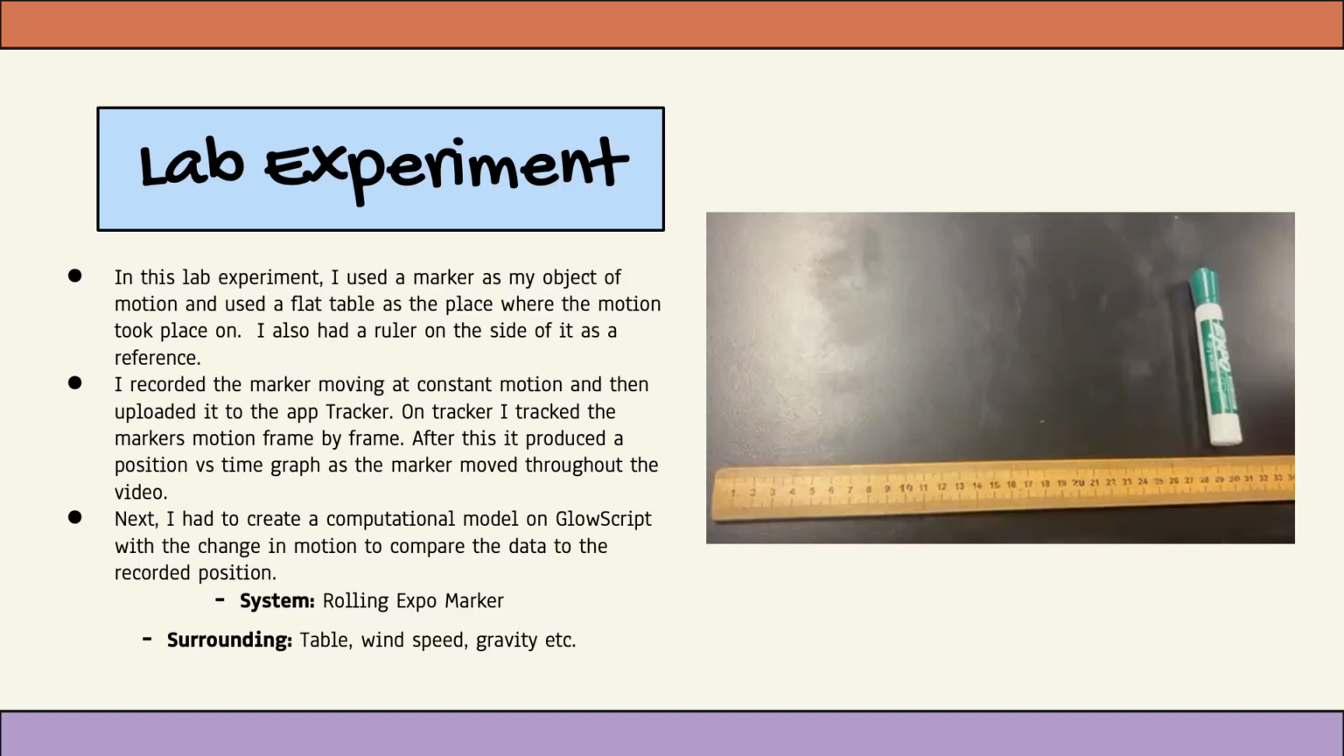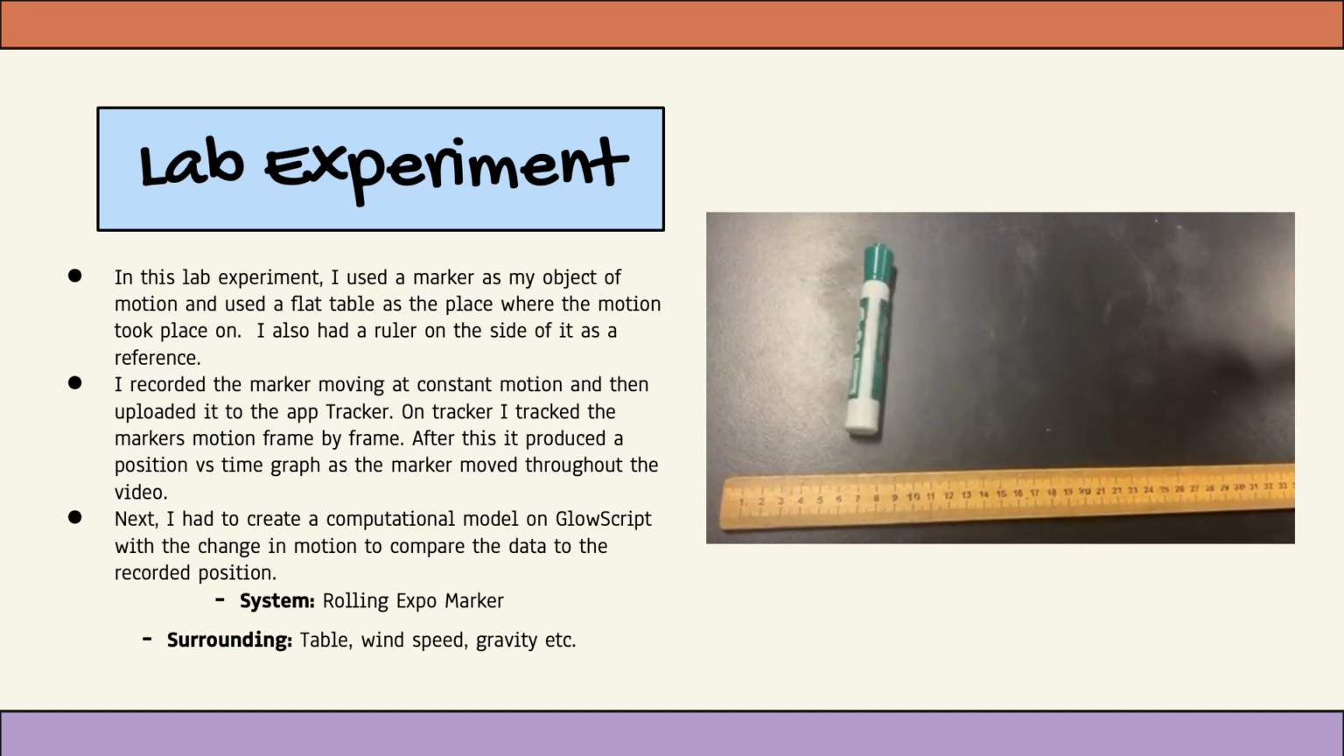In this lab experiment, I used a marker as my object of motion and used a flat table as the place where the motion took place. I also had a ruler on the side of it as a reference. I recorded the marker moving at constant motion and then uploaded it to the app Tracker. On Tracker, I tracked the marker's motion frame by frame. After this, it produced a position versus time graph as the marker moved throughout the video.